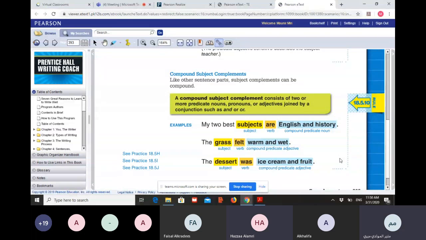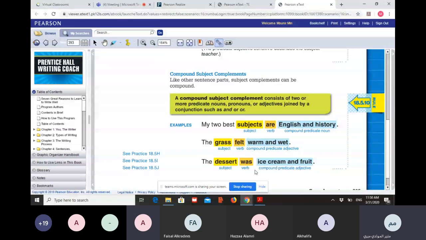The grass felt warm and wet. Grass, subject; felt, verb; warm and wet, compound predicate adjective. Excellent. The dessert was ice cream and fruit. Dessert, subject; was, verb; ice cream and fruit, compound predicate adjective. So here, ice cream and fruit. Normally they are nouns, but here they are used as adjectives because they describe the dessert.